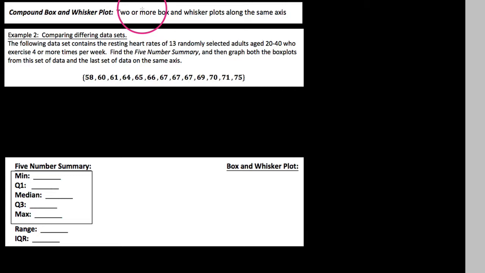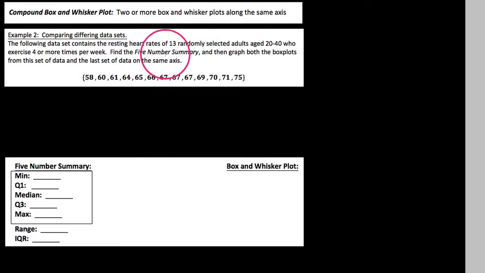We're going to be looking at a similar set of data as we did in the last video, but it says here that the following set of data contains the resting heart rates of 13 randomly selected adults, also aged 20 to 40, who exercise 4 or more times per week. Note that this is people who say that they exercise 4 or more times per week, so I don't have any proof, but I do have their word on it. Last time we had 10 data values, this time we have 13 data values. So we're going to look at how this situation is a little bit different.